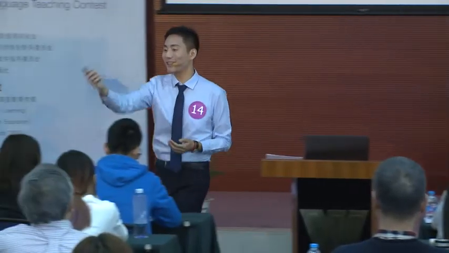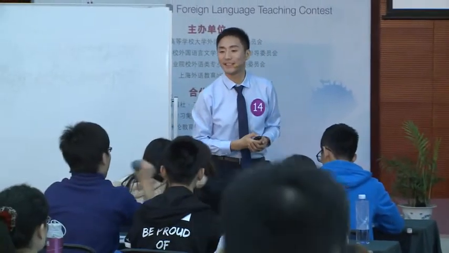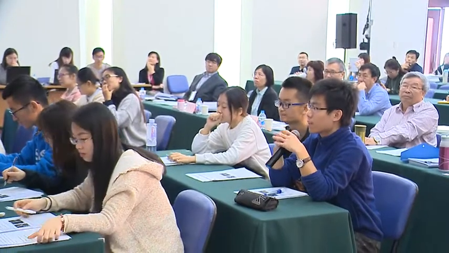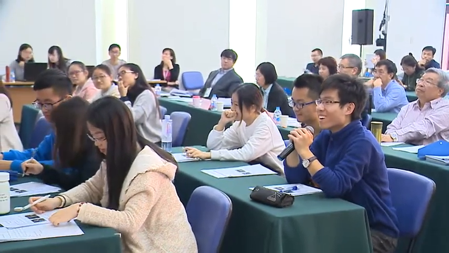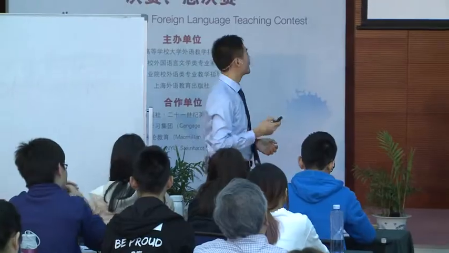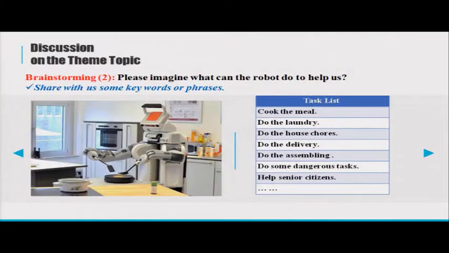And how about this gentleman? Well, they may help us to do something that we don't want to do anymore. Okay, good. So let's also have a summary here. In this part, I'd like to highlight this one, do the delivery. And we know that Singles' Day is coming, November 11th, right? If the robot can do the delivery, I think we can get our parcel quickly, right?